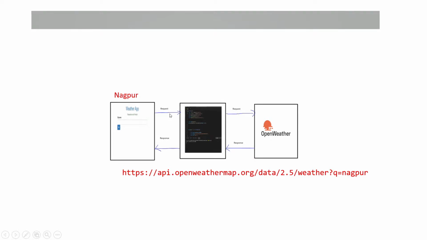So from this first request, our script gets to know the city name, and it makes a request to the Open Weather API, and if the city name is correct, it will return a response like this. So a response in the format of JSON. So this response is returned from the Open Weather API, and we have to parse through that response.